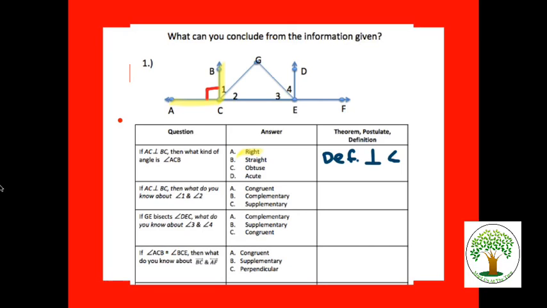All right. The second one down. It's not really number 2 because this is all number 1. If AC is perpendicular to BC, same as we have up there, right? What do we know about angle 1 and 2? Are they congruent? Are they complementary? Are they supplementary? Complementary. How in the world can we say that?